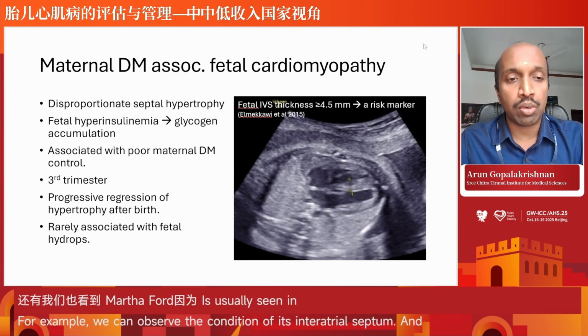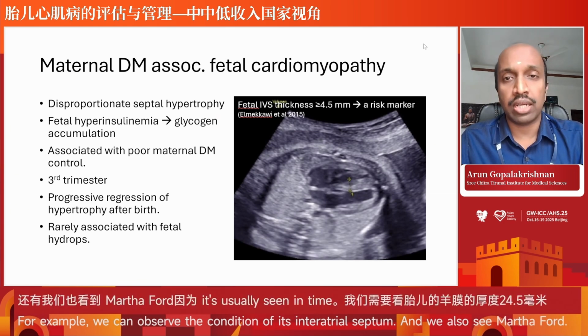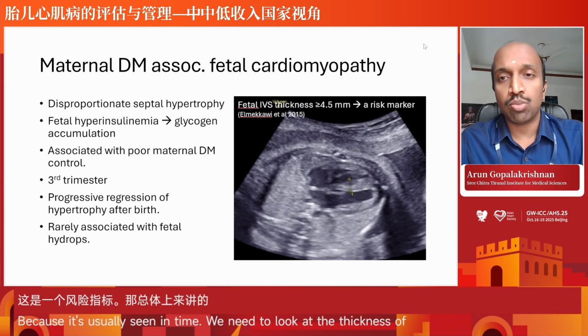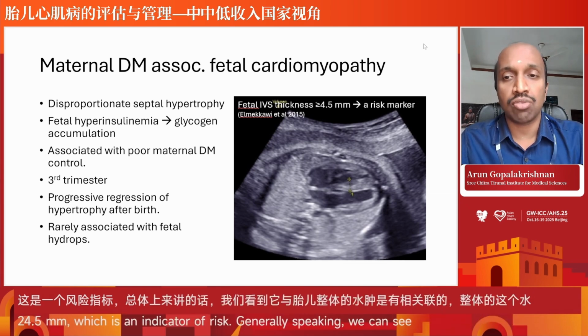Fortunately, they have a progressive regression of hypertrophy after birth, and generally it has a good prognosis, rarely associated with fetal hydrops. And this is one study from Egypt where they identified a septal thickness in fetal life more than 4.5 millimeter as a risk marker for adverse outcomes.